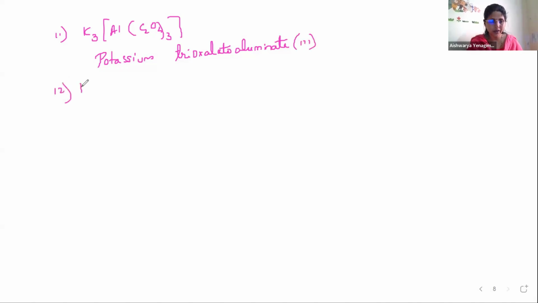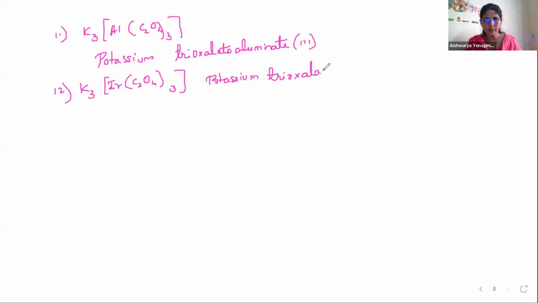Then K3[Ir(C2O4)3]. Tell me this, C2O4 thrice. So this is what? This is potassium trioxalatoiridium. There shouldn't be a space. Correct? Iridium, and the charge on iridium is 3.